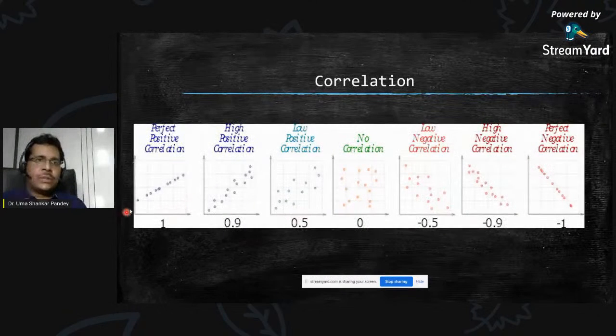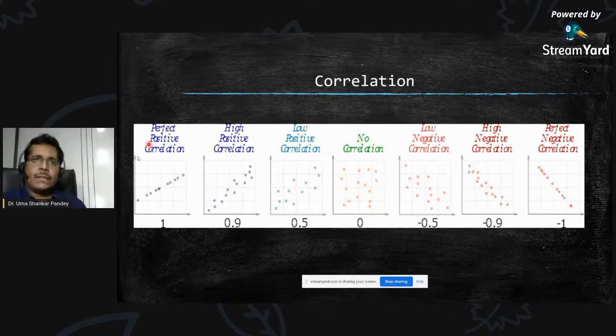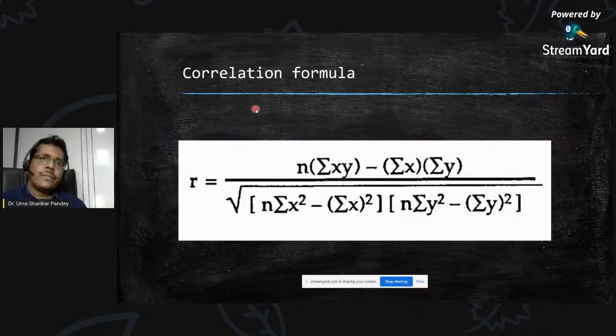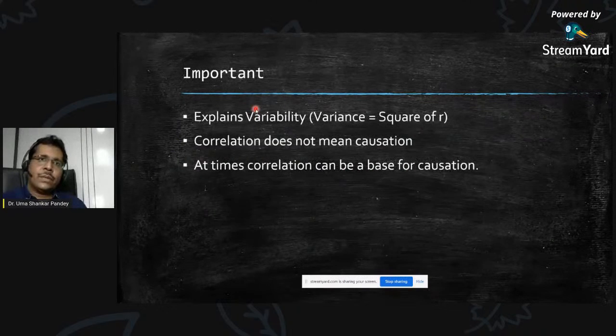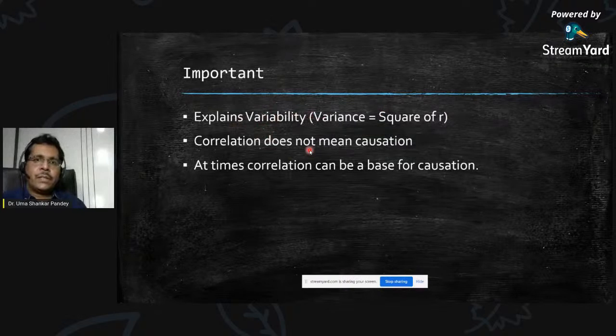It needs no saying. Just by seeing, we can see that something is perfectly positively correlated: as one increases, the other increases. And this is perfectly negatively correlated. This is where there is absolutely no correlation. So we can have a distinction on what correlations are. This is the formula for the correlation coefficient. I don't have to get into details, but as I just said, this variance is the square of R. So if I square R, I get the variability.